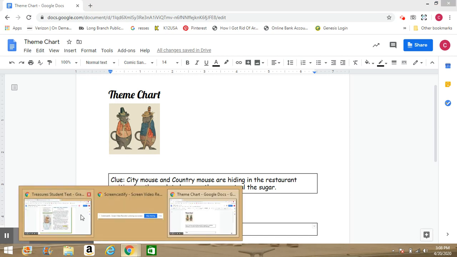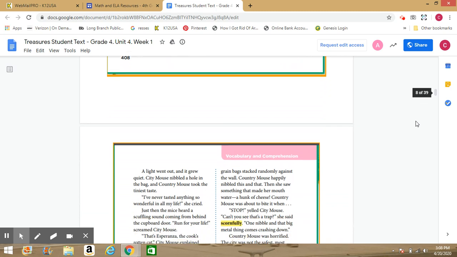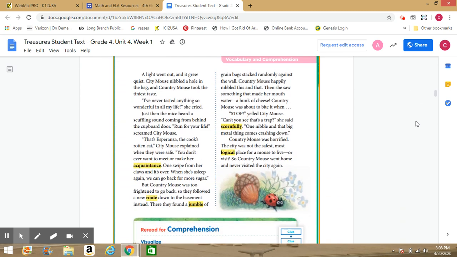So let me go back to the story. Now we're going to continue to the next page. Now I want to look for another important event. So now I'm going to get down a little bit into here. All right, so then all of a sudden they hear a cat. And City Mouse says that that's Esperanza, and that you don't want to meet this cat because from one swipe from her and it's all over. And then they're saying when she's asleep, we can go back for some more sugar.